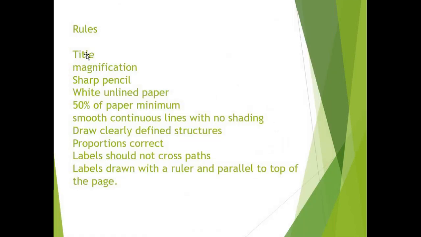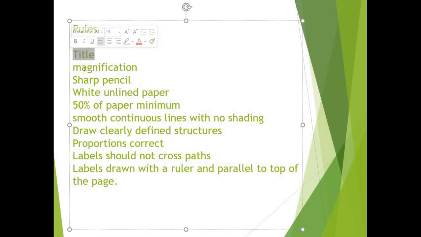So here are the rules of a biological drawing. You need to put a title on, you need to put the magnification, but the actual drawing itself needs to be, think of it as drawing a graph. You need to use over 50% of the paper. You need to be using white and lined paper, and you need to use a very sharp pencil. And the official guidance from OCR is you should have a pencil nail file sharpener. It should be really very, very sharp.